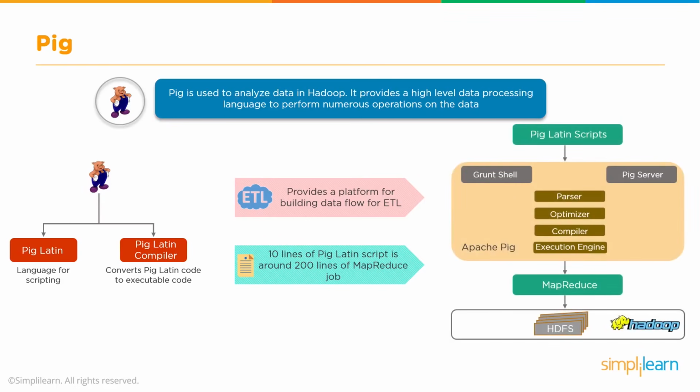And the Pig Latin scripts, they call it the grunt shell. I guess it goes with Pig because they grunt. You have your Pig server. You have a parser, an optimizer, a compiler, an execution engine. And that's all part of the Apache Pig. And this then goes into the MapReduce, which then goes into the Hadoop file system in the Hadoop. And you'll see Apache with a lot of these because it's under the open source. Hadoop's under the Apache open source. So all this stuff you'll see under Apache with the name tag on there.